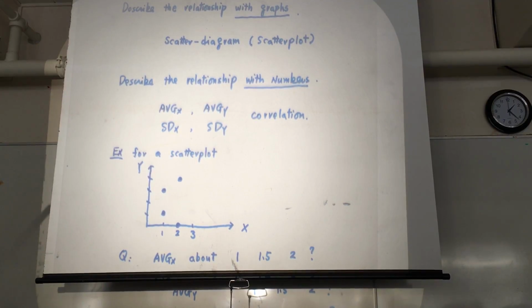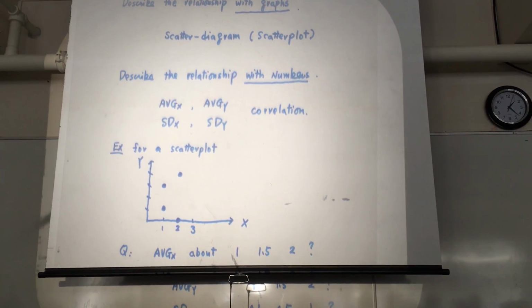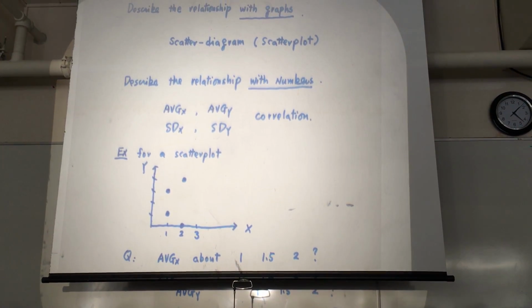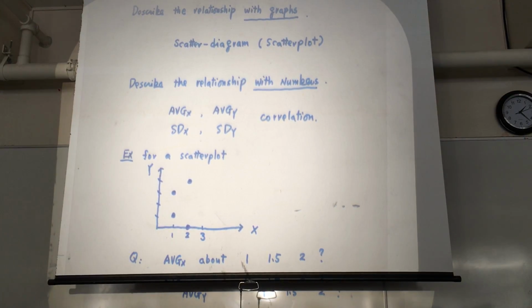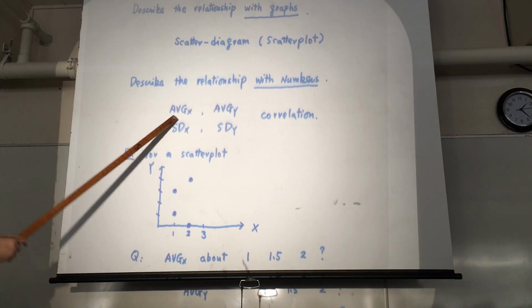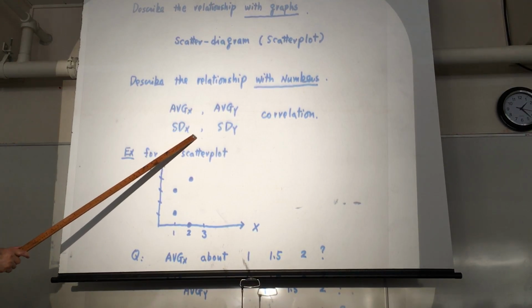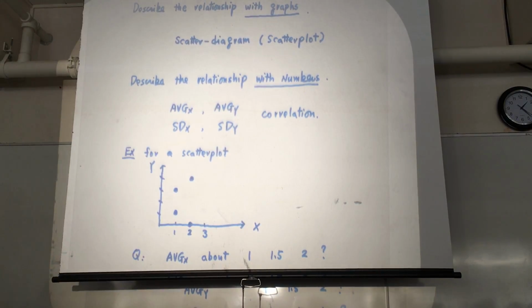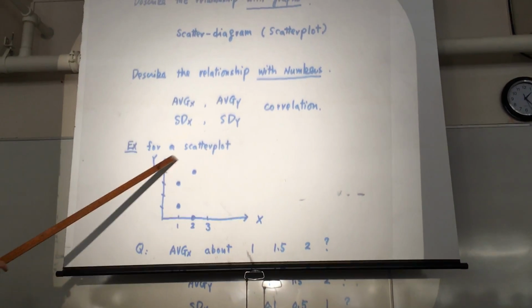Remember when you studied the univariate data set, what is a five number summary? That is minimum, Q1, Q2, Q3, and maximum. Am I correct? And this is a five number summary for relationship. Is that clear? Average x, standard deviation x, average y, standard deviation y, and correlation coefficient. Okay? Five numbers. Now let's look at a very simple example for scatter plot.